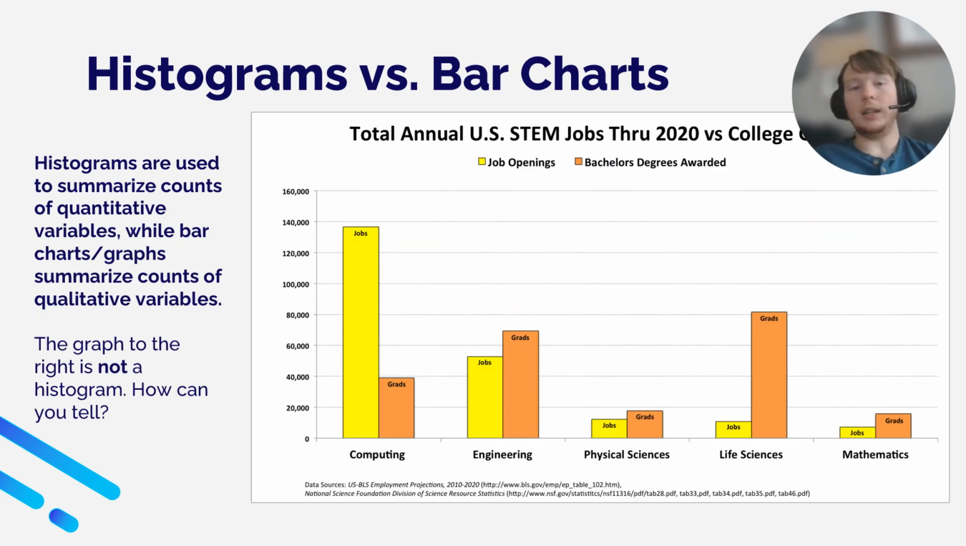So the graph to the right is not a histogram. This is a useful chance for students to practice their vocabulary around this. The way that we can tell that this is not a histogram is that the x-axis variable is categorical. It is a college degree instead of something that would be quantitative or numeric.